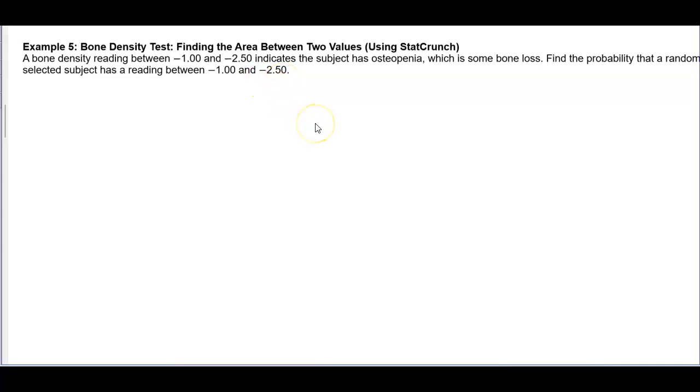Now, the first thing you always want to do when you're using StatCrunch is to draw a picture so you kind of know what you're looking for. So you're going to want to draw the bell curve. You want to get in the habit of drawing a bell curve. And then we know that in the center here is the mean, which is 0, especially for the standard normal distribution. Now what we want to do is locate the two readings.